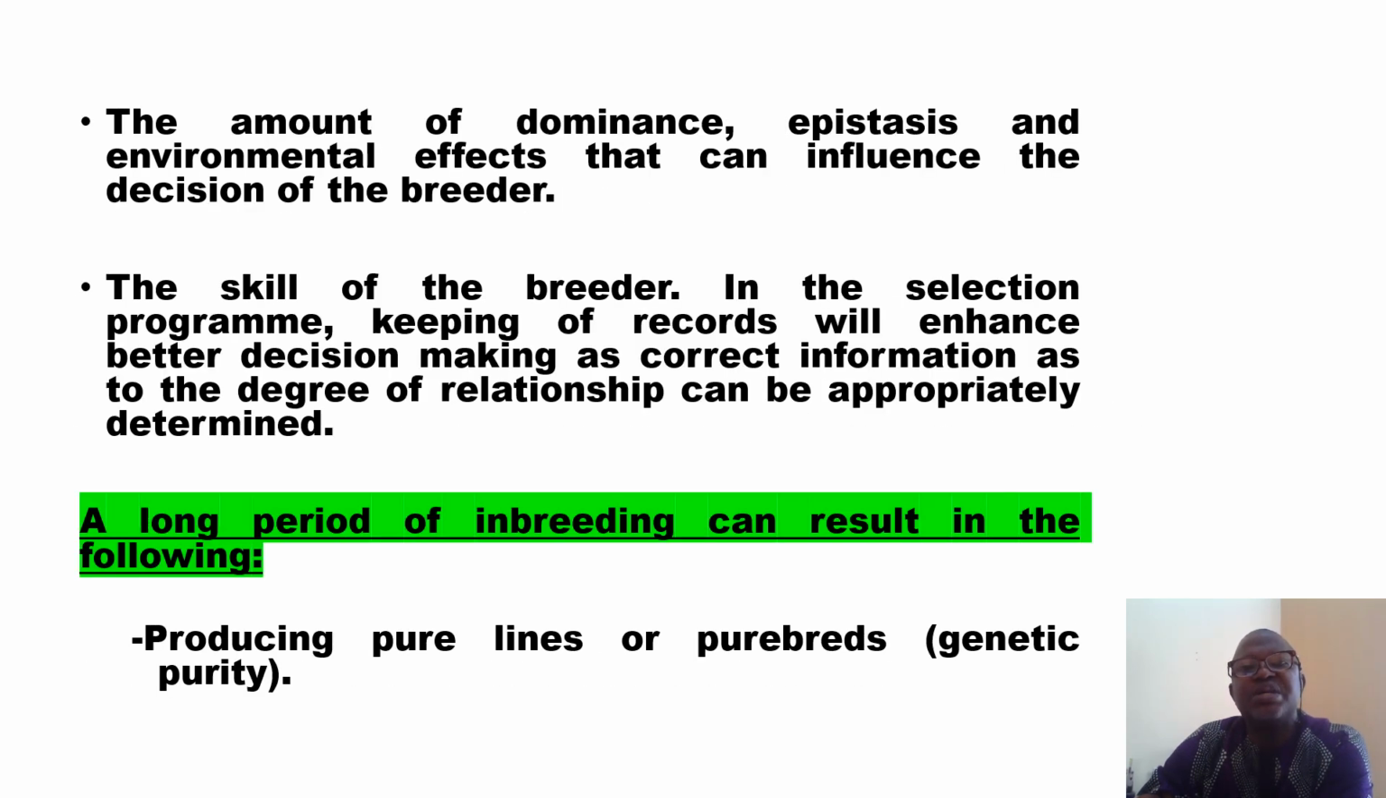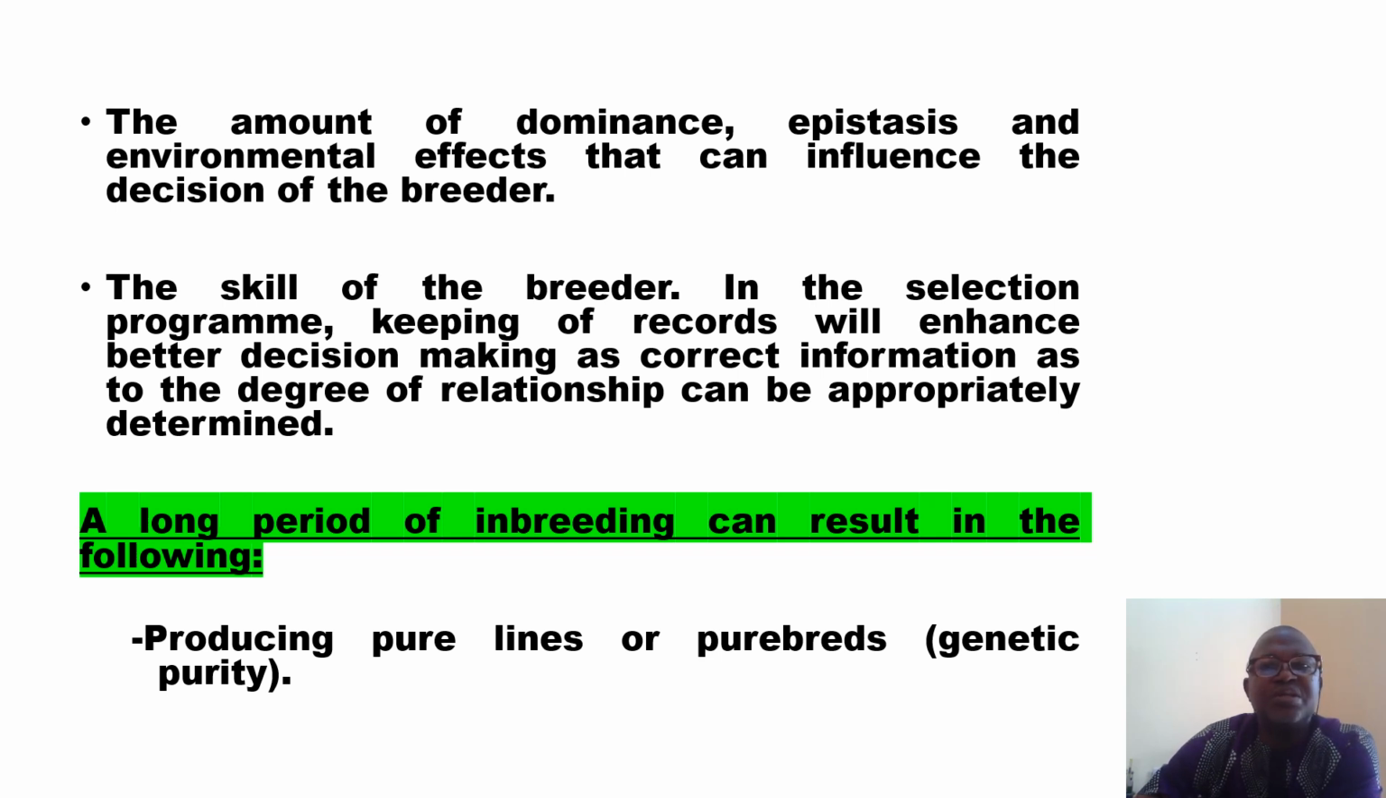The amount of dominance, epistasis, and the environmental effects also affect inbreeding, but this can be influenced by the decision of the animal breeder. The skill of the breeder is also a big factor. In selection programs, this will require the keeping of records to enhance better decision making. So if the breeder is not very skillful, there is a higher propensity of inbreeding occurring.